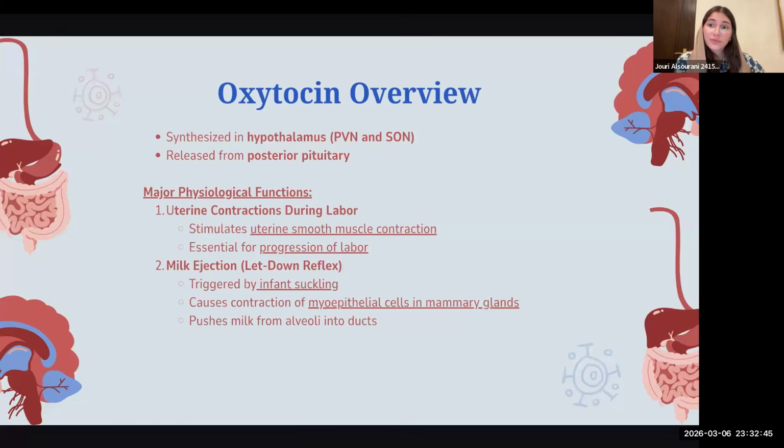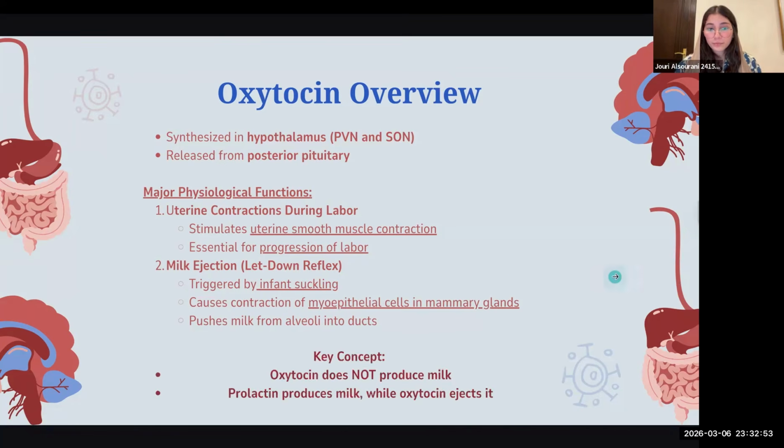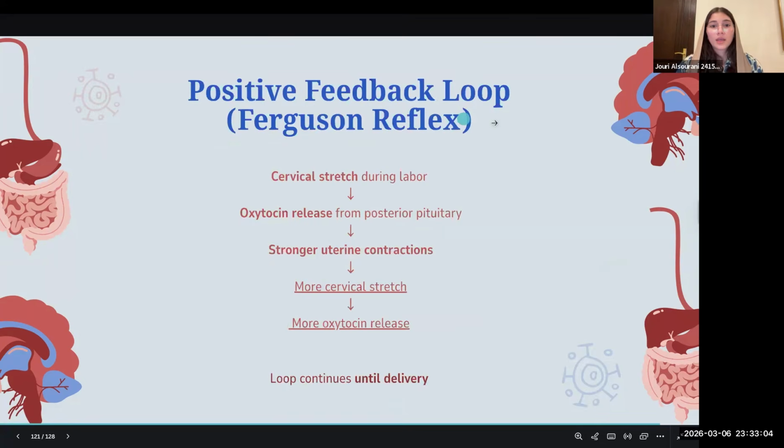So we said that prolactin is what produces the milk, and oxytocin is what causes the release of the milk. Here I just wrote what I just said. Oxytocin does not produce milk. Prolactin produces the milk, and oxytocin just ejects it.